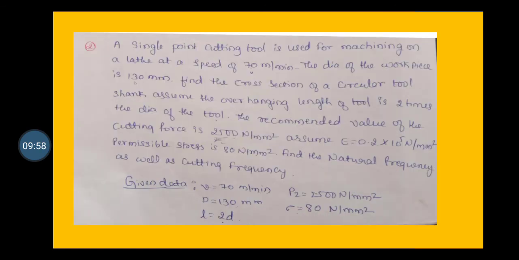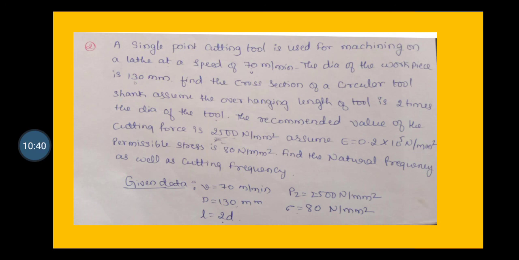That was this problem. Next, second problem. A single point cutting tool is used for machining on a lathe at a speed of 70 meters per minute. The diameter of the workpiece is 130 mm. Find the cross section of a circular tool shank. Assume the overhanging length of the tool is 2 times the diameter of the tool. The recommended value of the cutting force is 2500 Newton per mm square. Assume E is equal to 0.2 into 10 raised to 5 Newton per mm square. Permissible stress is 80 Newton per mm square. Find the natural frequency as well as the cutting frequency.